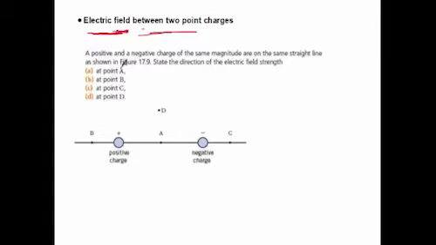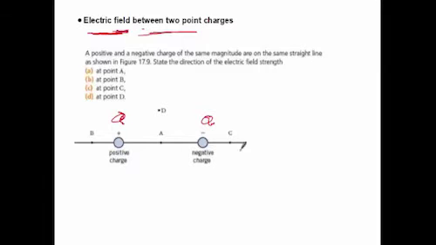Now, a positive and a negative charge, this is a positive, this is a negative, with the same magnitude. It means this is Q, and this is Q. Same magnitude. They are on the same straight line as shown. State the direction of the electric field strength. So we want the direction of the electric field strength at A, B, C, and D.